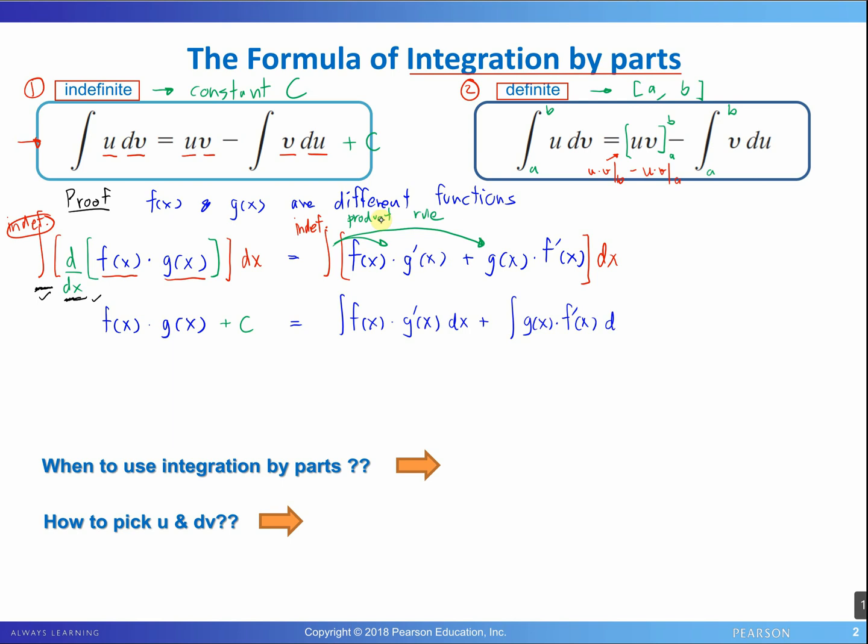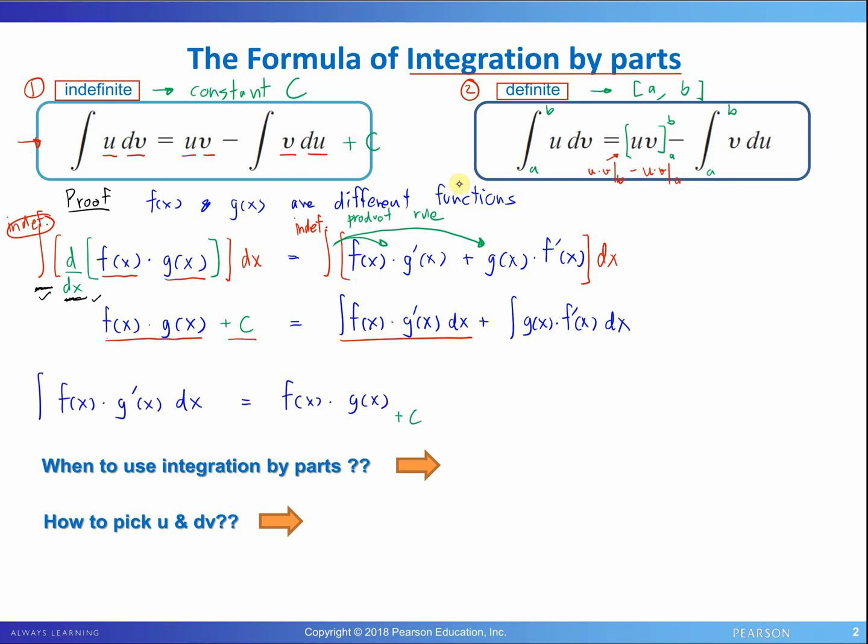dx right here. Now let's move things around so that this first integral can be alone on the left-hand side. So let's put it right here: integral of f of x times g prime of x dx. It's going to be equal to the other side of the equation. So we have these terms, f of x times g of x, and don't forget the constant c. So let's put it right here. We have f of x times g of x plus c right here.